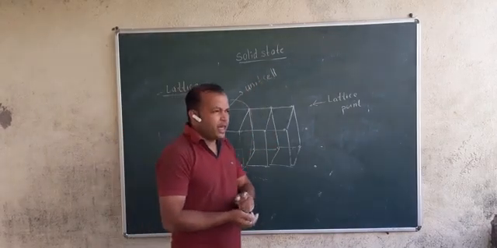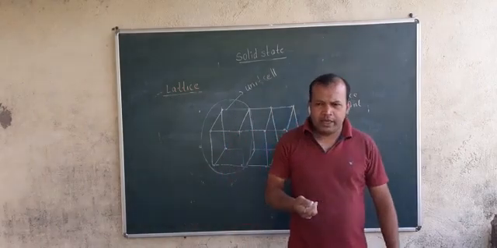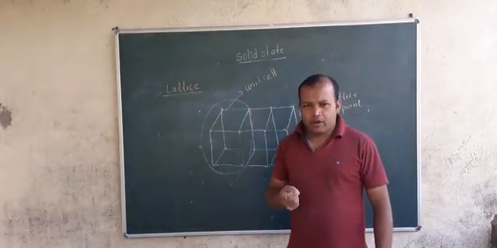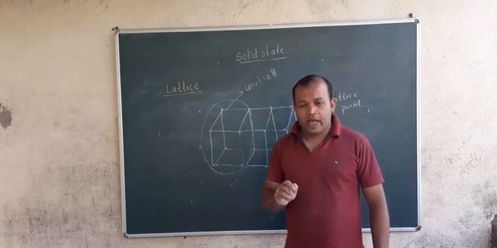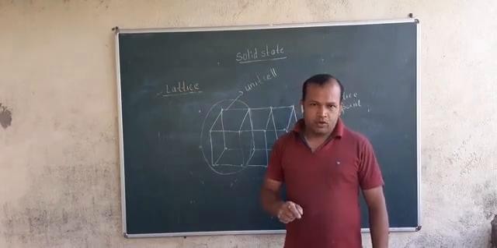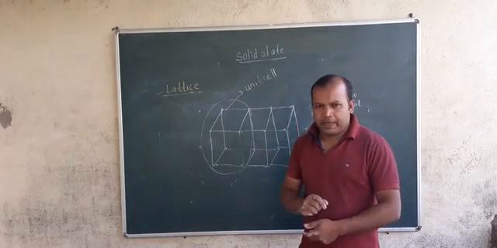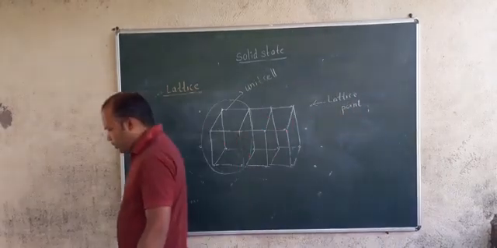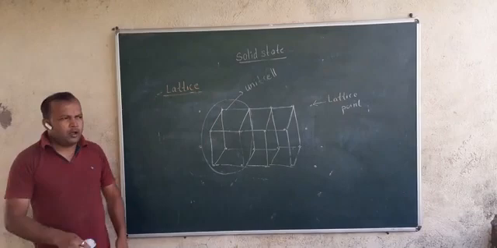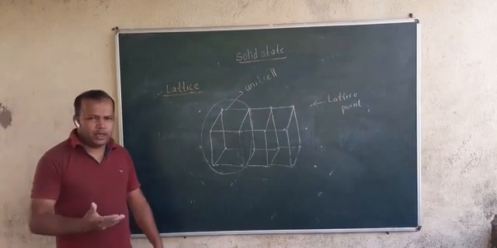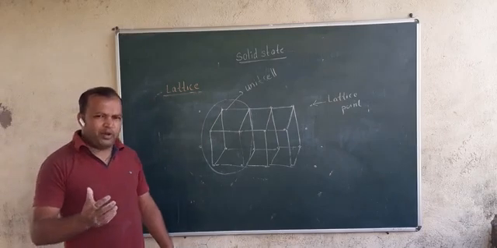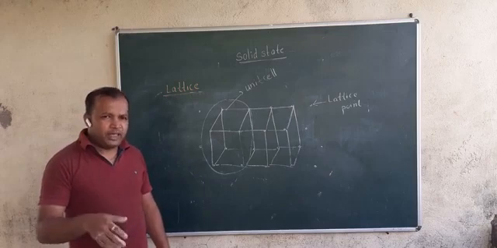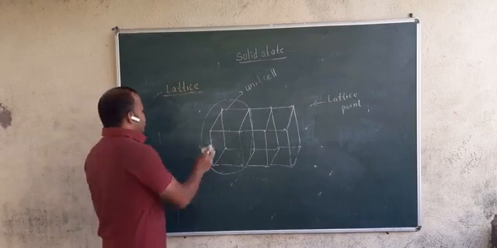If in the exam it is asked what is a unit cell, you will say the smallest repeating pattern of the constituent particle is called a unit cell. Okay students, the smallest repeating pattern is called a unit cell. Now there are different types of unit cell. Before going to the different types, we will see some basic things.